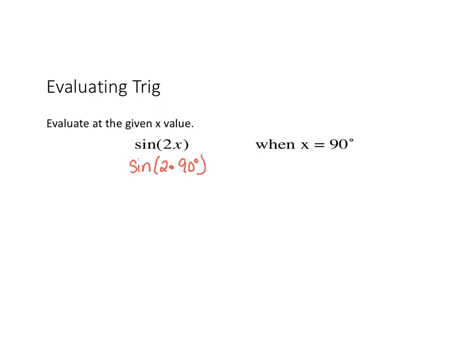Inside my parentheses, I have 2 times 90 degrees, which is 180 degrees. And then after parentheses, the only thing remaining is sine of 180 degrees. Pulling this from our unit circle, we want the y value at 180 degrees, which is 0. You're going to want to have your unit circle out for this video so that you can also find these values as well. Our next example is negative cosine of x plus 45 when x is 180 degrees.